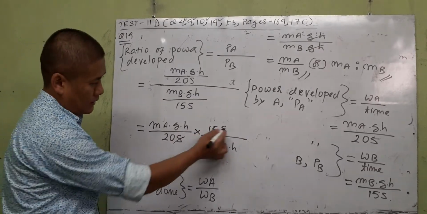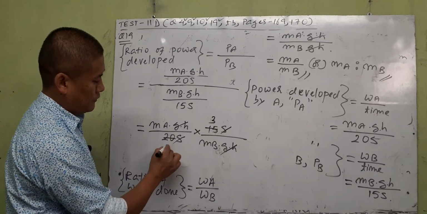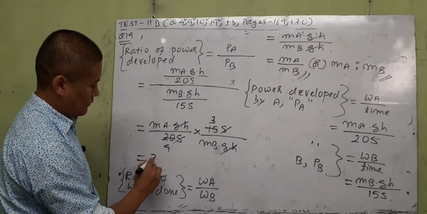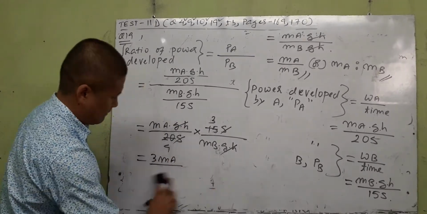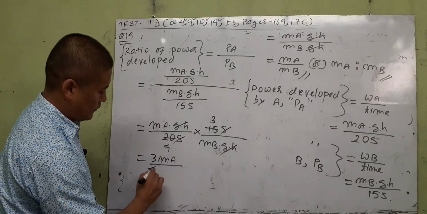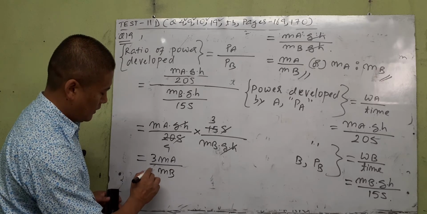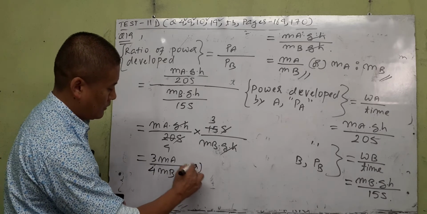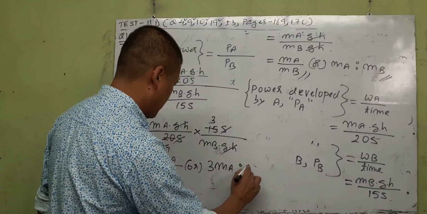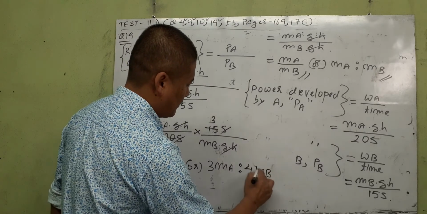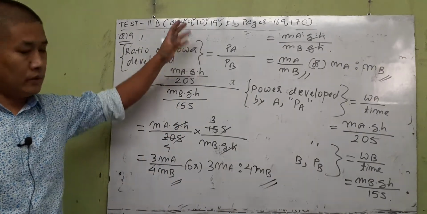I hope you're getting it. Second and second cancel, GH cancels, 5 3s are 15, 5 4s are 20, 3 into MA is 3 MA divided by 4 into MB is 4 MB. So the answer to the comparison is 3 MA divided by 4 MB. That's your answer. Or you can also write, in the ratio language, 3 MA is to 4 MB, which is up to you. So that's how we do it. I hope you got it. Now you can go and give the test.